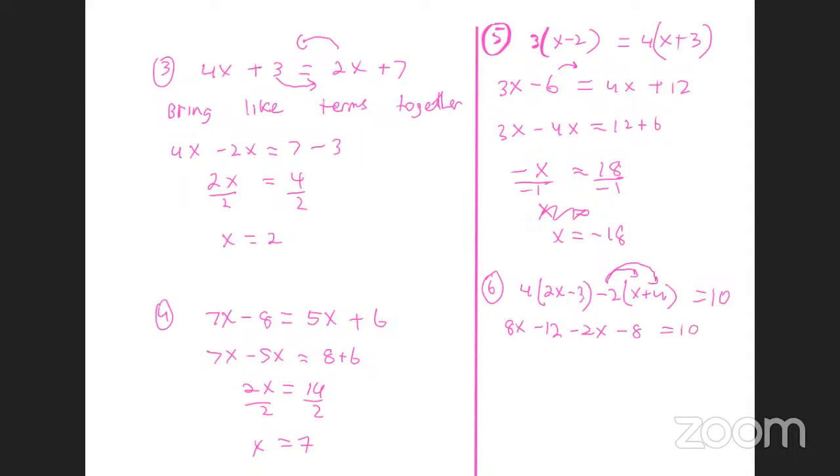Is equal to 10. Bring the x's together, that's 8x minus 2x. I don't have to change the sign, right? Because the minus 2x is already on the left side. I'm moving across the minus 12 and the minus 8 to get plus 12 plus 8. So this is 6x. 6x is 20 plus 10, which is 30. Divide both sides by 6 and I'll get x is 5. Nice job. x is 5.